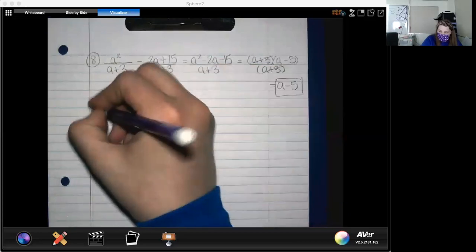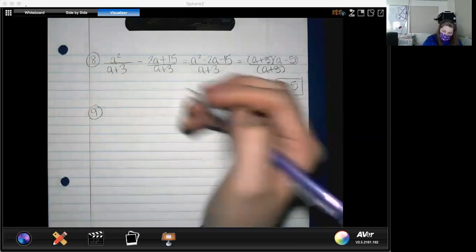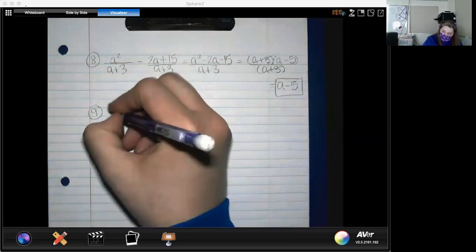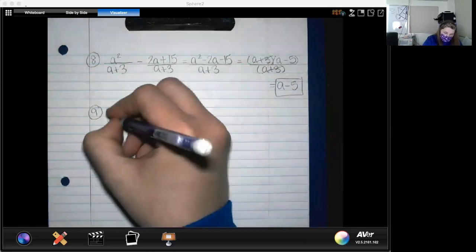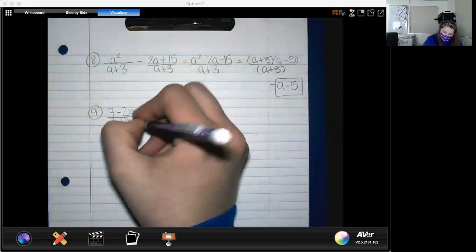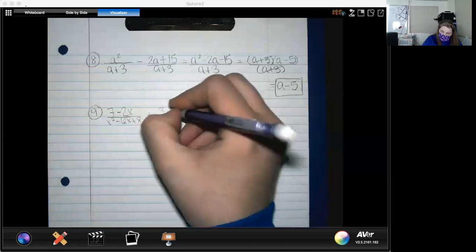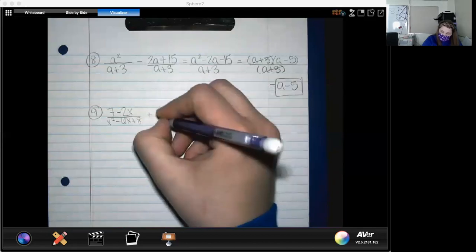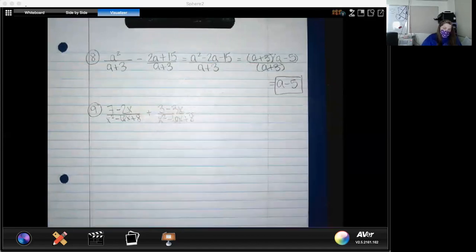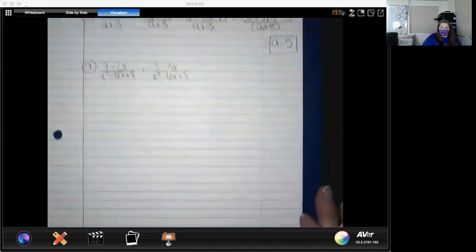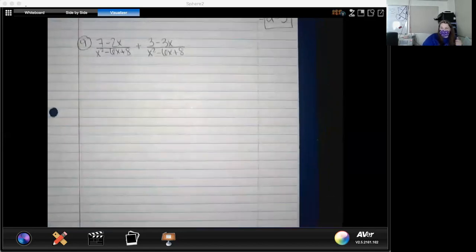Okay, last two problems. Let's see if we keep our streak going. Number 9, 7 minus 2x divided by x squared minus 6x plus 8 plus 3 minus 3x divided by x squared minus 6x plus 8. Okay, I'll give you a hint. The denominator will also need to be factored or simplified if you didn't already guess.